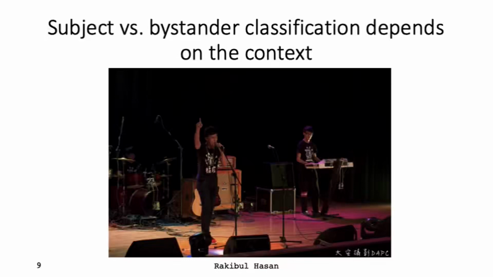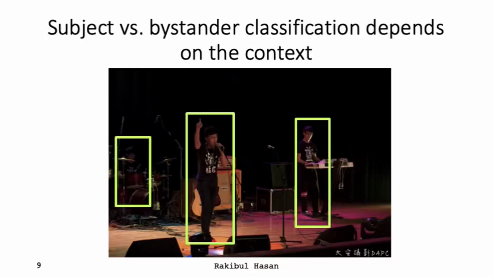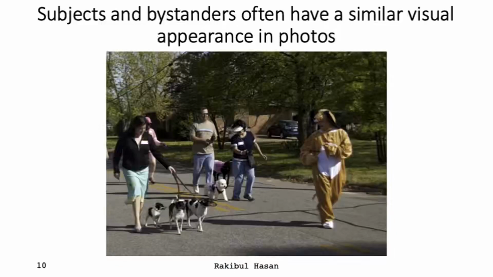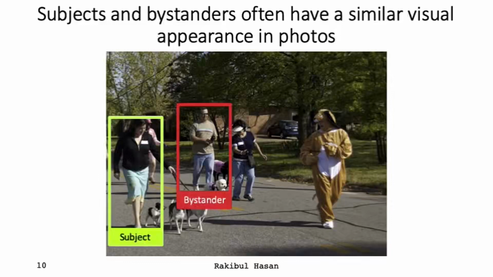For example, the people in this photo look very different from one another, and the overall photo context needs to be considered to classify them as a subject or bystander. Sometimes there is not much difference between the visual appearance of subjects and bystanders, further complicating the task of distinguishing them based only on visual data.